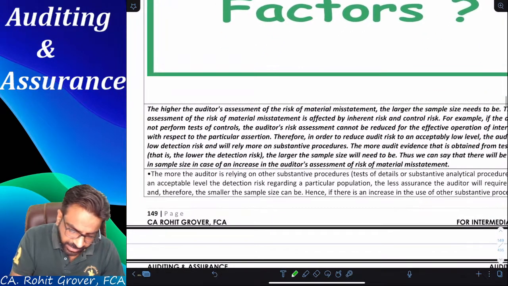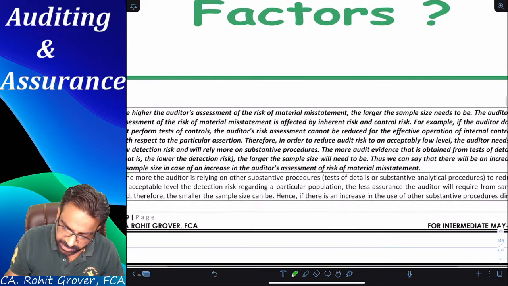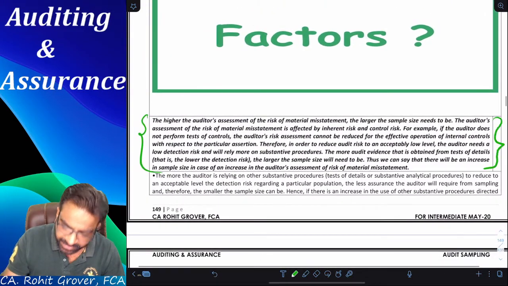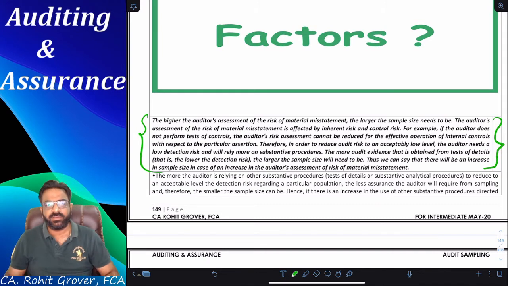Now, everyone, I want you to read this paragraph and tell me if you don't understand anything. Read this paragraph for just 1 minute, in the bold letters. The higher the auditor's assessment of ROMM, the larger the sample size needs to be.